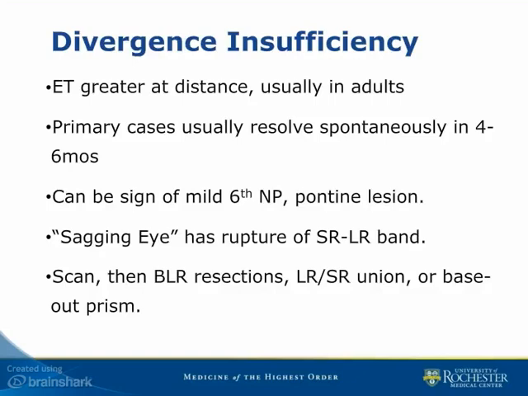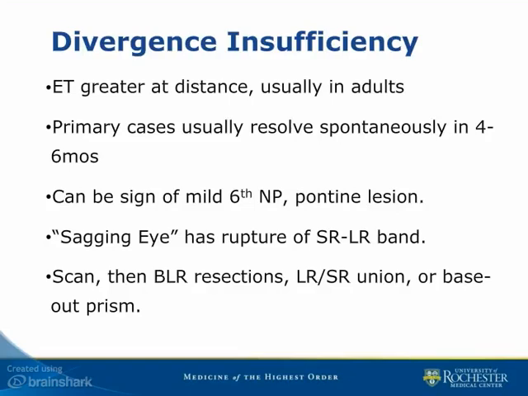One interesting recent development is the description of the sagging eye syndrome by Joe Demer, and with MRI imaging of the orbit, he showed rupture of the superior rectus lateral band, part of the pulley system, which causes the lateral rectus to sag inferiorly in the orbit. In this situation, they get a picture that's very similar to divergence insufficiency.